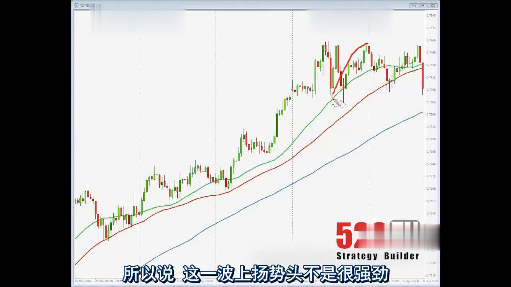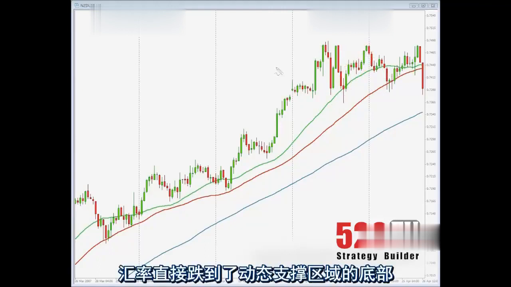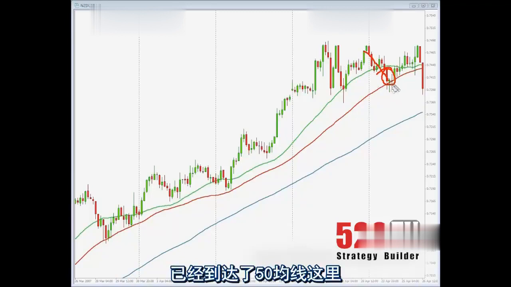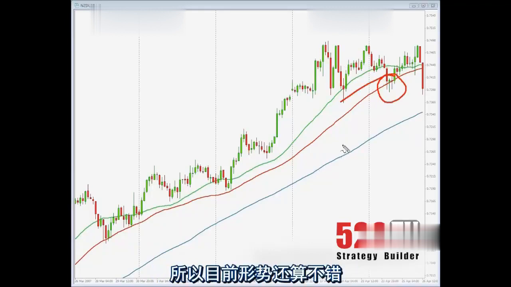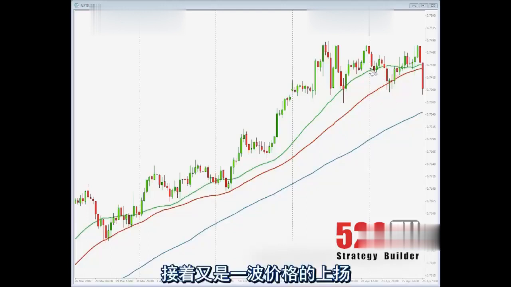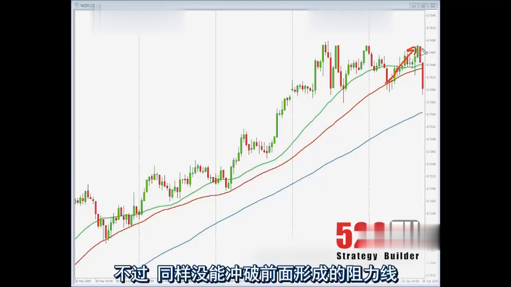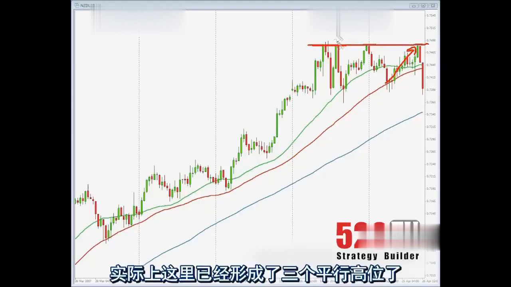This swing didn't really have that much momentum, did it? Now it's retraced all the way to the area of dynamic support, the 50 simple moving average. Still, price is not breaching through the 50. So far so good. We are technically still in an uptrend. So we take off for a whole new swing to the upside, but whoops, once again we cannot take out the previous resistance levels. In fact, we are making a triple top.